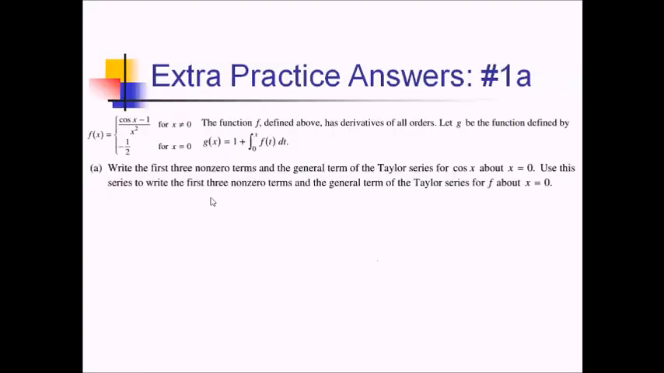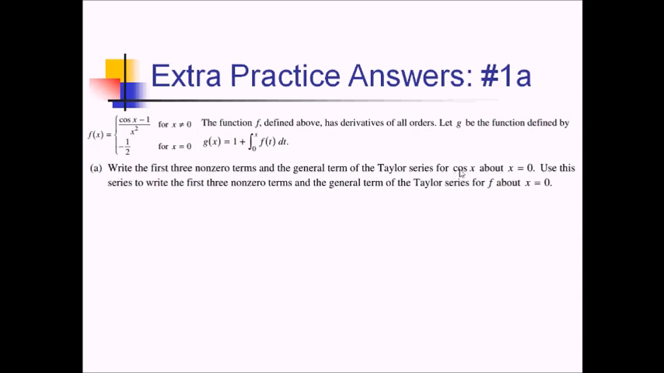For this no calculator free response, we're given this function f, which is defined for all derivatives and has this crazy piecewise kind of setup here. And they're also giving us this function g, which is just 1 plus the integral of f from 0 to x. So for this first part, they want us to write the first three non-zero terms and general term for a Taylor series for cosine, and then do some other stuff.